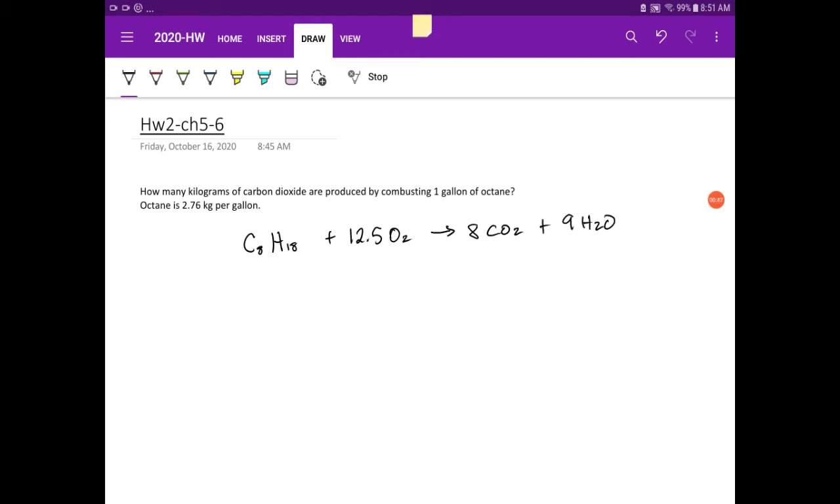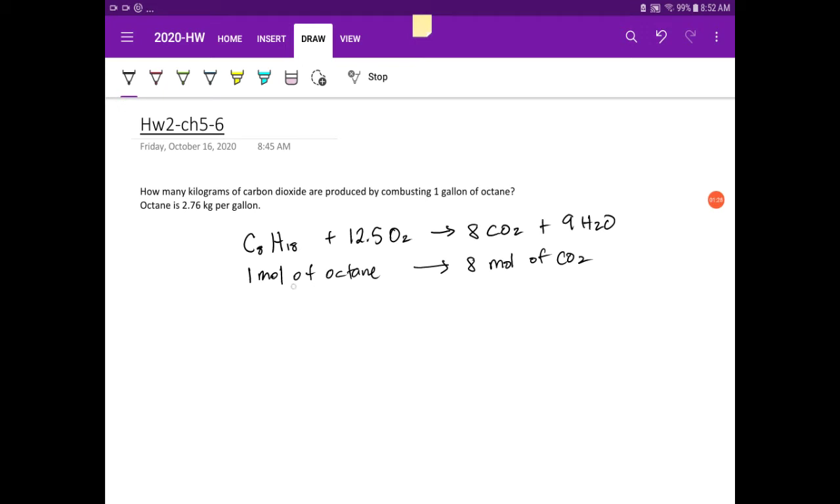And that says that for 1 quantity of octane, we have to add 12.5 quantities of molecular oxygen. That will go to 8 quantities of carbon dioxide and 9 quantities of water. And when I say quantities, we can do this in any sort of format, but typically we think of this in terms of moles. So we have 1 mole of octane that goes to 8 moles of carbon dioxide. So we need to think about that ratio when we're solving this problem.